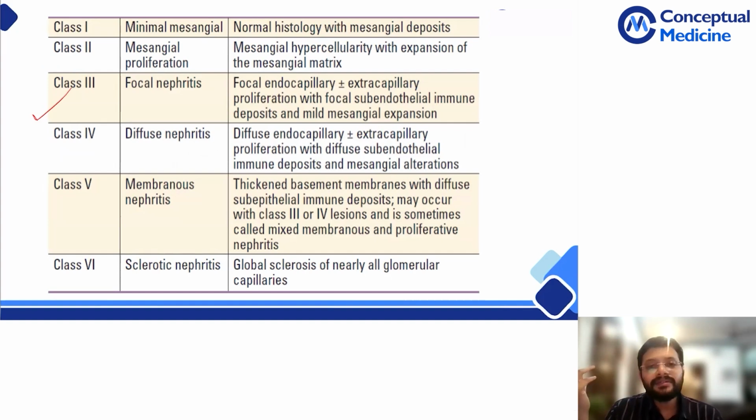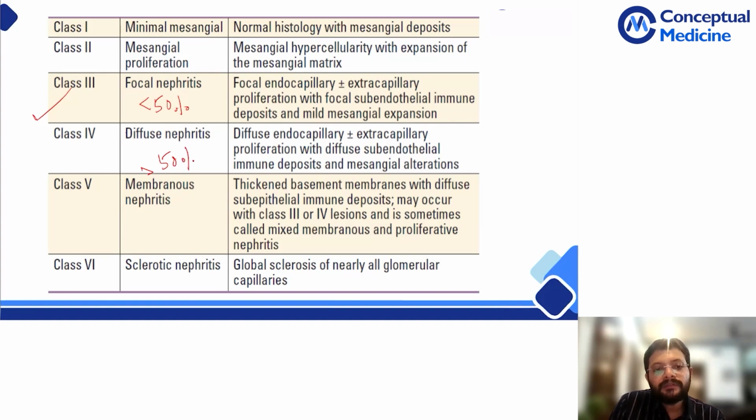And this is very rare, when you catch it very early. And then you have class 2, which is a mesangial-proliferative pattern. So there is proliferation, there is mesangial hypercellularity, the term that we discussed. That is class 2. And class 3 is your focal nephritis. Less than 50% of the glomeruli are involved.